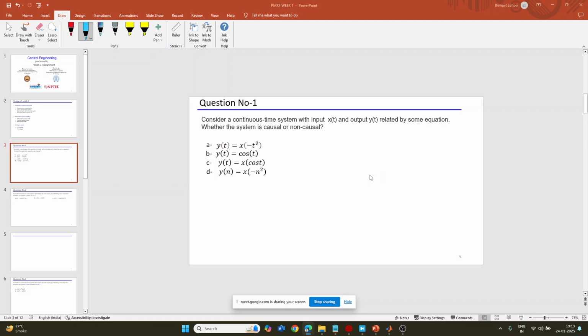On the first question, I have classified it on week one, based on how the systems behave. Let me define how to tell whether a system is causal or non-causal. Suppose an equation is given to you; from the equation, how do you find out that the system is causal or non-causal? Let me write it down here.